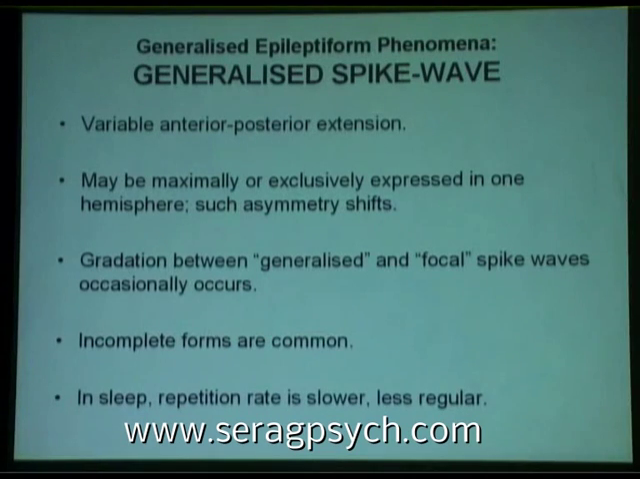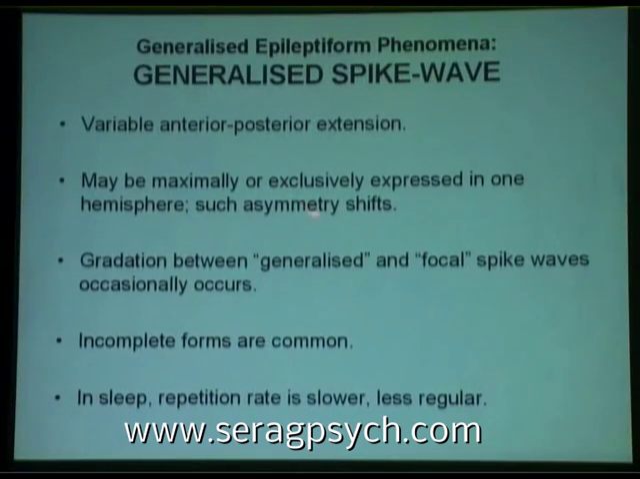But you see, the word generalized in English does not mean everything is involved. It means that it's commonly involved, but not always. So therefore, the word generalized does not mean that the spike waves are involving all the neurons in the brain. They're involving a good percentage of them, and it really means that there's bilateral involvement. That's probably the best way to say it.